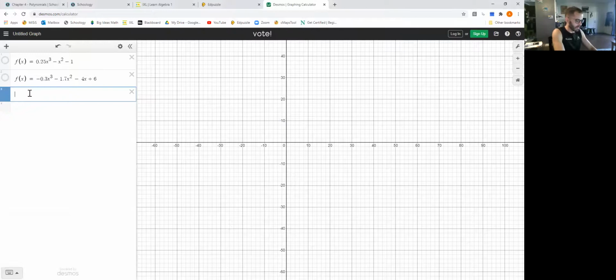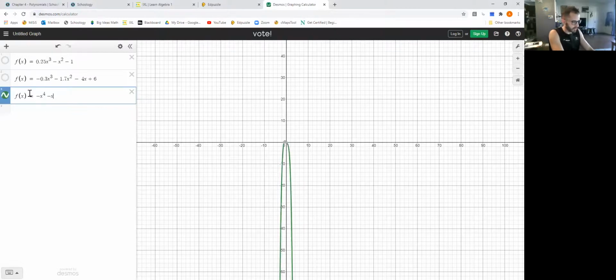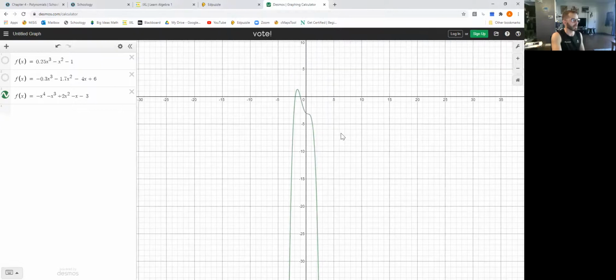Of course, it takes a little bit on my computer. All right, so this is a little different, I hope. Same idea though. Negative x to the fourth minus x cubed plus 2x squared minus x minus 3. Okay, so what is happening? Well, wait a second. It's facing down. Both of them are facing down. Both sides of the x-axis, towards the positive and towards the negative infinities, it's both going down.